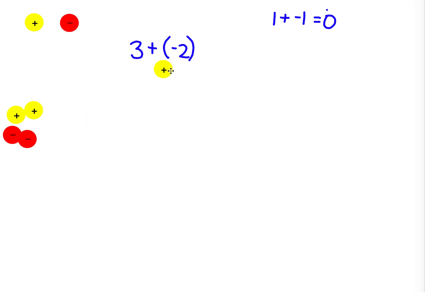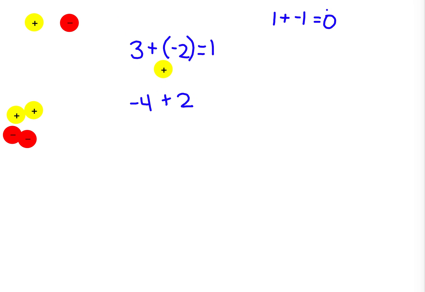So here's what I have left. 3 plus -2, that's going to be a positive 1. So I'm just going to add that as my answer here. 3 plus -2 equals positive 1. When I have more positive values than negatives, I'm going to end up with a positive answer. I have positive things left over. Okay, let's try another one. This time I'm going to put more negatives than positives. So I'm going to do -4 plus +2.